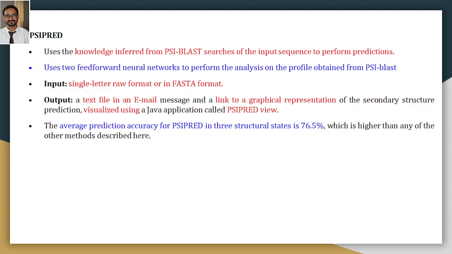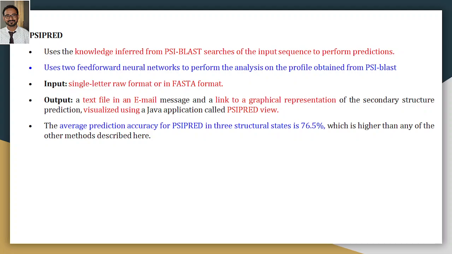Next, PSIPRED. It uses knowledge from the PSI-BLAST searches for the input sequence to perform predictions, so it works similarly to BLAST. It uses 2 feed-forward neural networks to perform analysis on the profile obtained from PSI-BLAST. Again the input is FASTA format or single-letter raw format. The output will be a text file in an email message or a graphical representation of the secondary structure, which we have visualized, using a Java application called PSIPRED Wave.